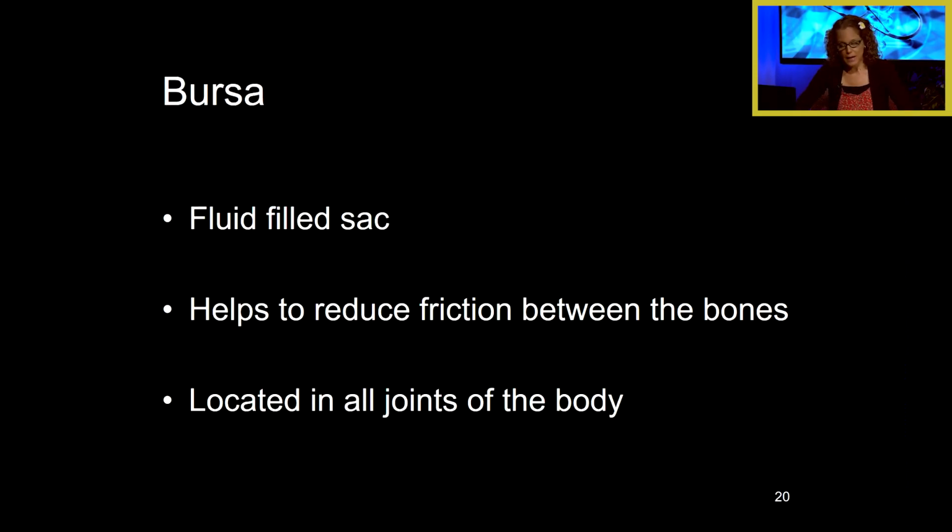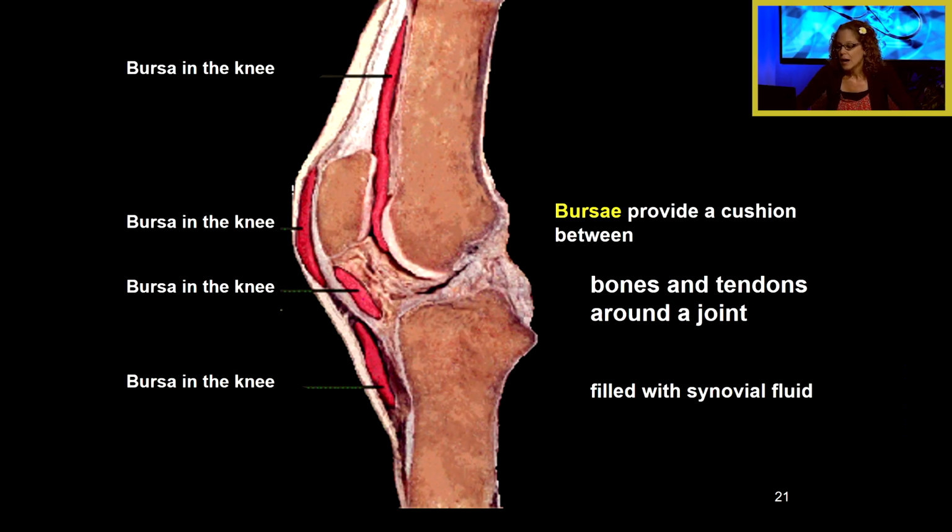I mentioned bursa here because you'll hear people talk about having bursitis, which is inflammation of the bursa. These are little fluid-filled sacs that help reduce friction between the bones, and they're located all around the tendons and joints in the body. And these help provide a cushion. So here we see a knee joint, and we can see the red areas are where these bursa are located.